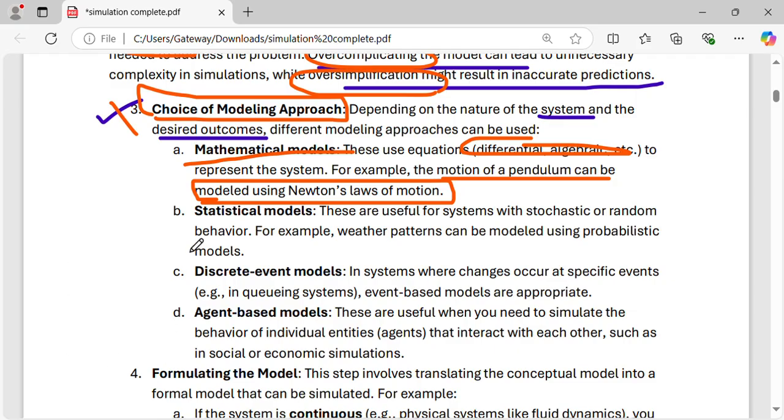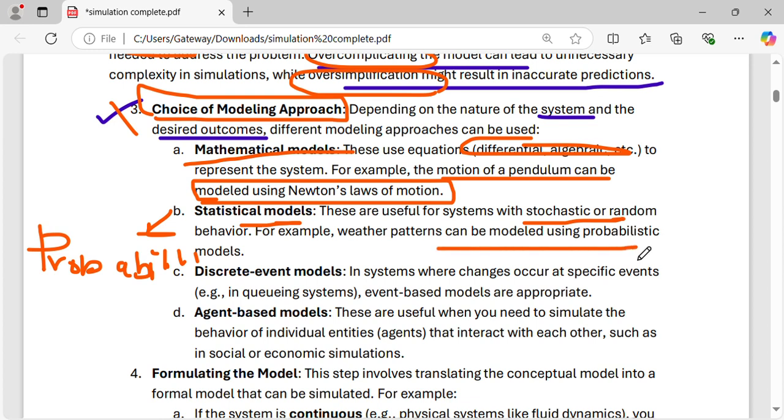Then we have statistical models, for randomness or stochastic models, which involve randomness and are mostly dealt with using probability. For example, weather patterns can be modeled using probabilistic models, right? Then we have discrete event models, where change occurs as specific events, and queuing systems can be best represented using discrete event models.